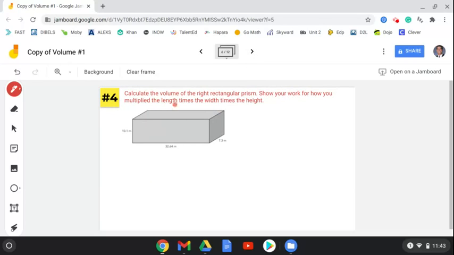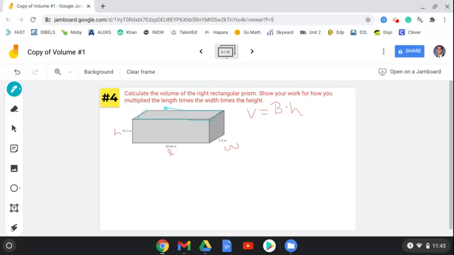Number 4, calculate the volume of the right rectangular prism. Show your work for how you multiplied the length times the width times the height. Okay, so I have length, I have width, I have height. I'm going to find the volume. And so I could say area of base times the height, right? I could say, like we just discussed, area of base, so capital B times H. Well, how am I going to find the area of the base? The base is this rectangle, right?